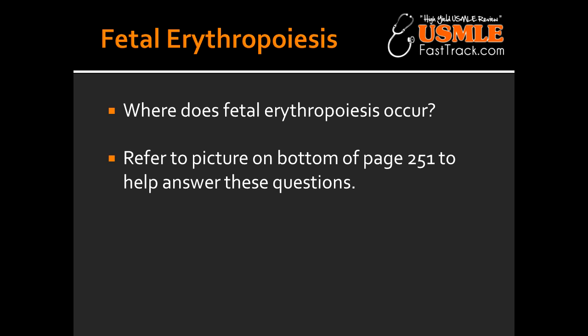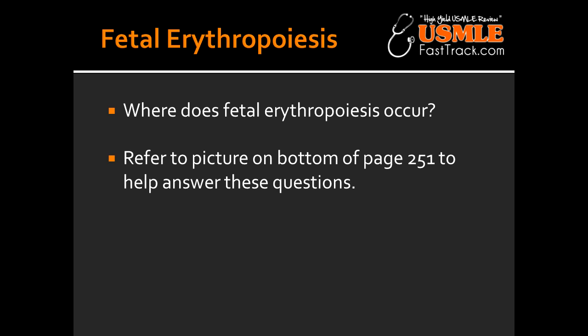In a fetus that's 3 to 10 weeks old, the erythropoiesis occurs at the yolk sac. Where does erythropoiesis occur in a fetus that's 6 weeks old till the time of birth? In a fetus that is 6 weeks old till the time of birth, erythropoiesis occurs in the liver.